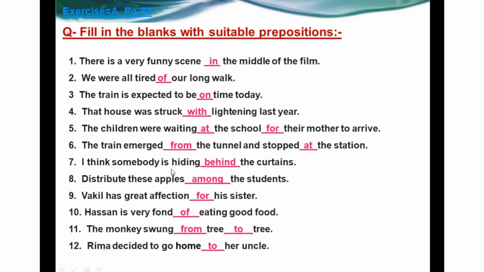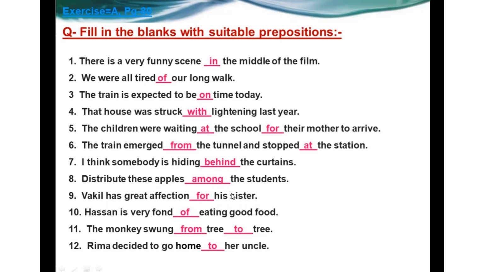That is one condition for the usage of prepositions. The next condition is if the things or people or students, whomever they're talking about, are more than 2, then we use among for them. Clear? I will repeat again. So it will become: distribute these apples among the students. Clear? Number 9. Wakil has great affection dash his sister.